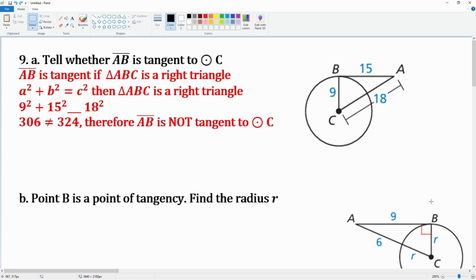For it to be tangent, a squared plus b squared has to be equal to c squared, because that angle at the point of tangency has to be 90 degrees. Therefore, that has to be a right triangle that is created.